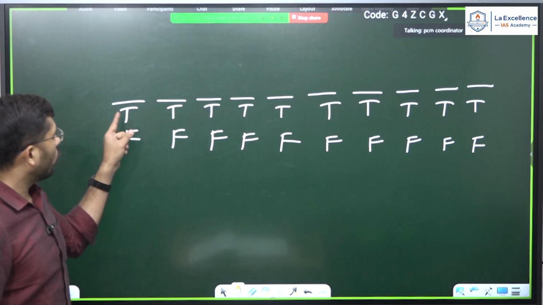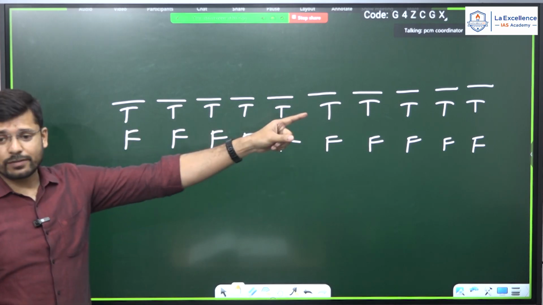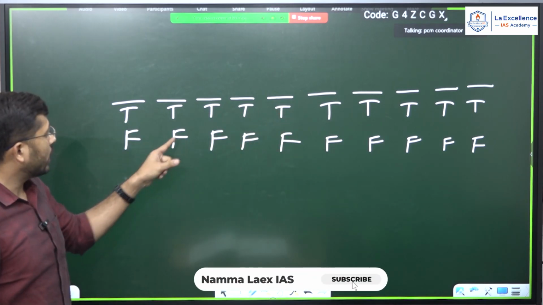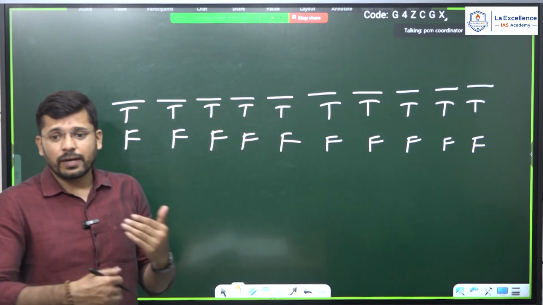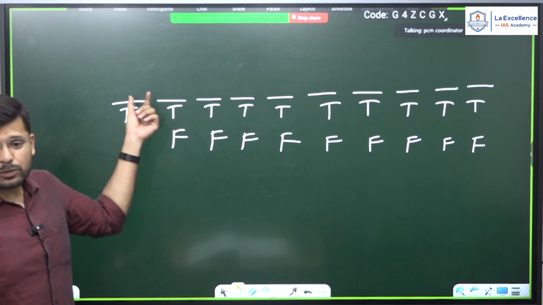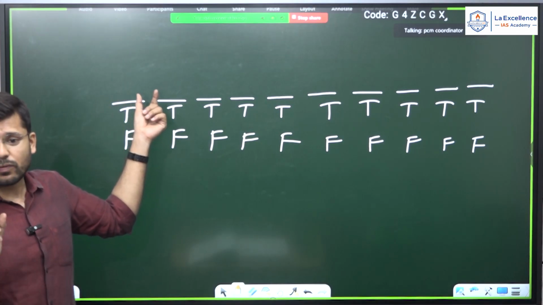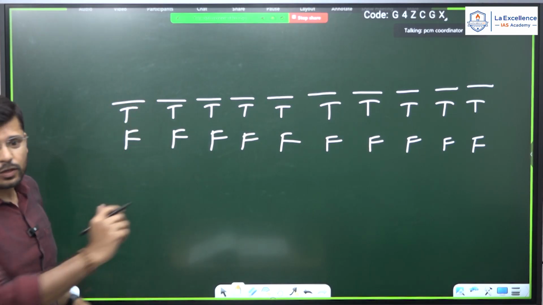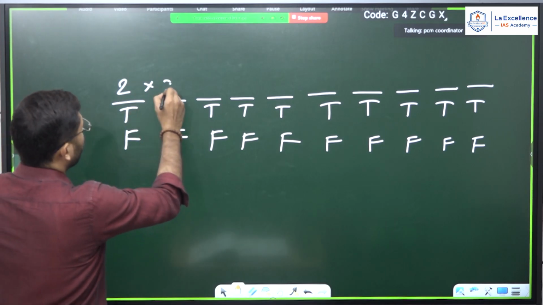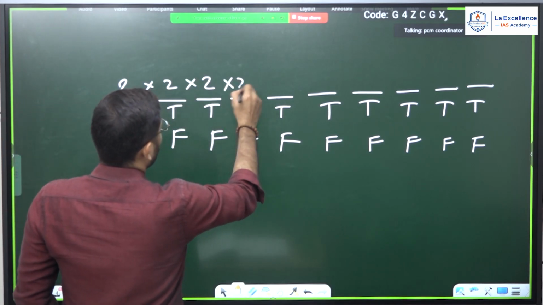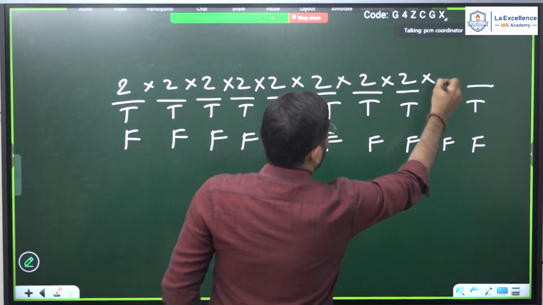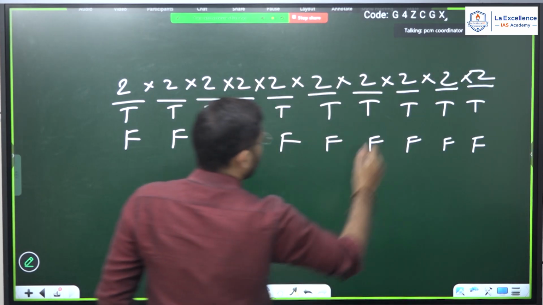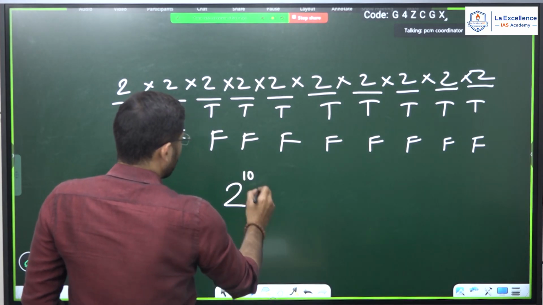So if you solve T, that is one sequence. If you go for TF, T, that is another. If you go for TF, something. That way, in each position you can write T or F. So each position will have 2 options, right? So your answer will be 2 into 2 into 2 into 2 into 2 into 2 into 2 into 2 into 2 into 2. So how many 2's? 10 2's. So your answer is 2 power 10.